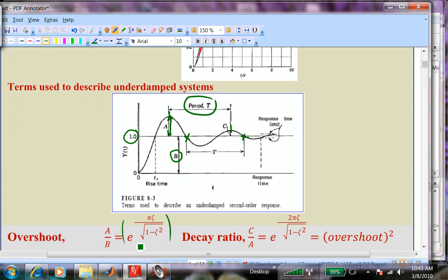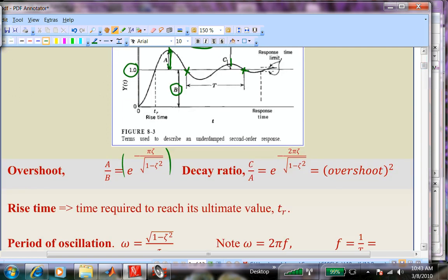Again, I don't expect you to remember this. It will be in the formula sheet, but I may expect you to derive it. From the definition of what A is, from the definition of what B is, analyzing the dynamical solution, you should be able to measure these distances and get an analytical expression for that.